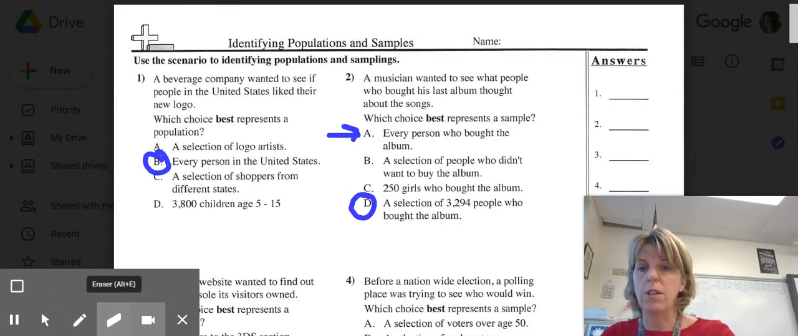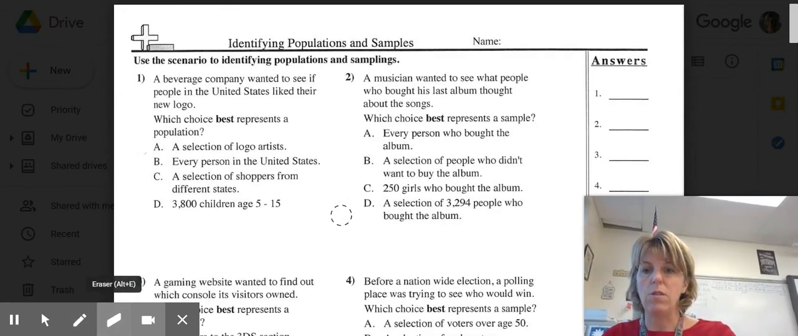All right, let's look at another example that's on here. So erase those. Let's move this down.